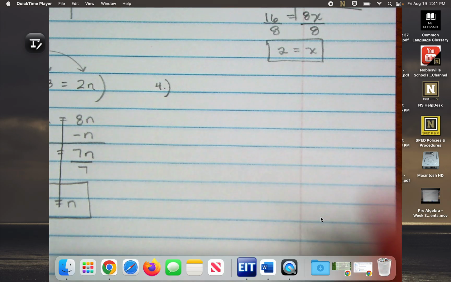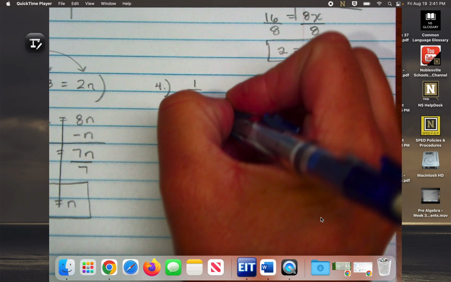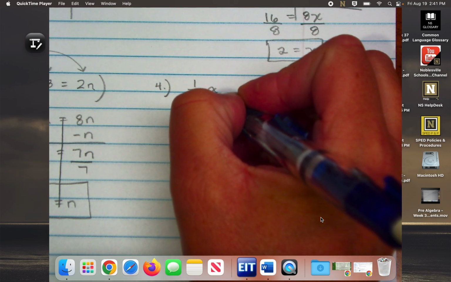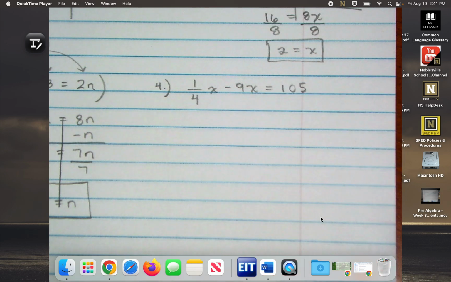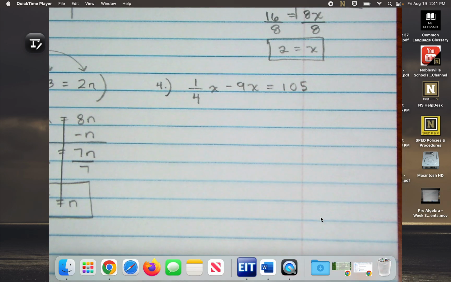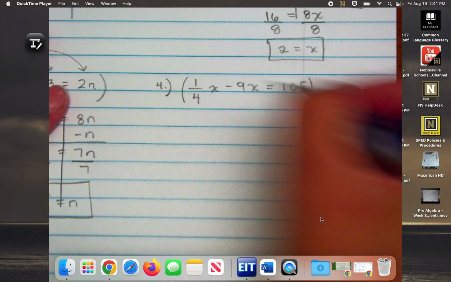All right, let's try number 4. Decimals. So don't use decimals. No, use as many decimals. Okay, number 4. We've got a fraction here again. What will my least common denominator be? 4. It's the only denominator.